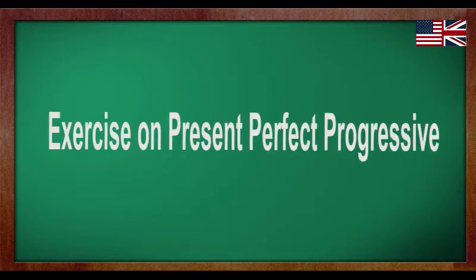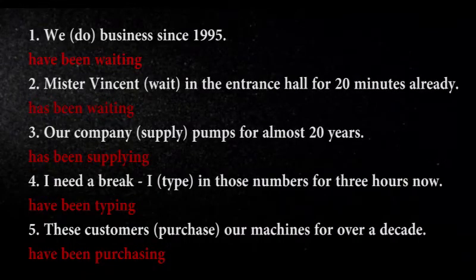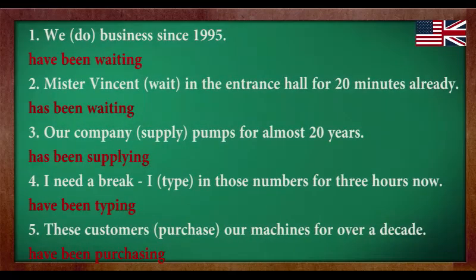Okay guys, time to practice. Exercise on present perfect, progressive or continuous. Complete the sentences in the present perfect, continuous or progressive form. Okay guys, let's correct. Number one, we do business since 1995. We have been doing business since 1995.